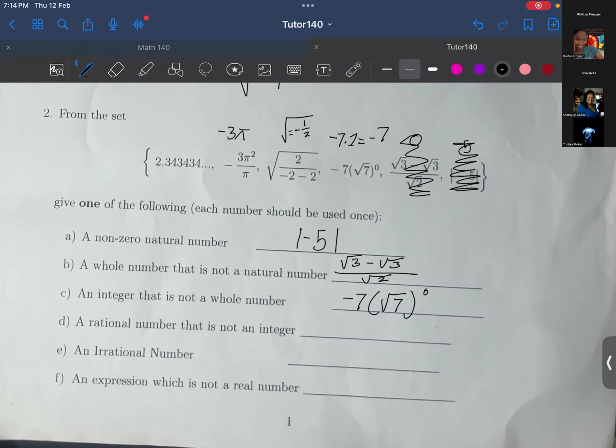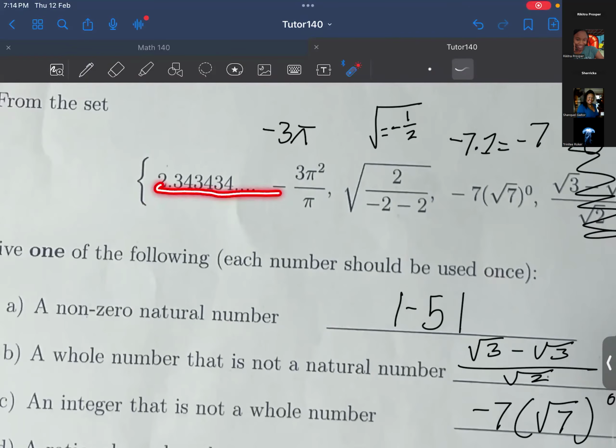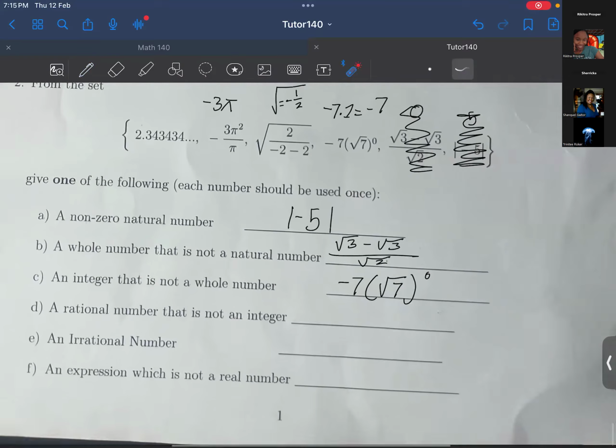A rational number that is not an integer. Remember, our rational numbers can be written in two forms. It's our integers and all the quotients of our integers, as well as the terminating decimal or the non-terminating but repeating decimal. So this would be a rational number that is not an integer because even though it goes on, it's just repeating. So when you see a decimal like this that goes on but repeats itself, that is a rational number.